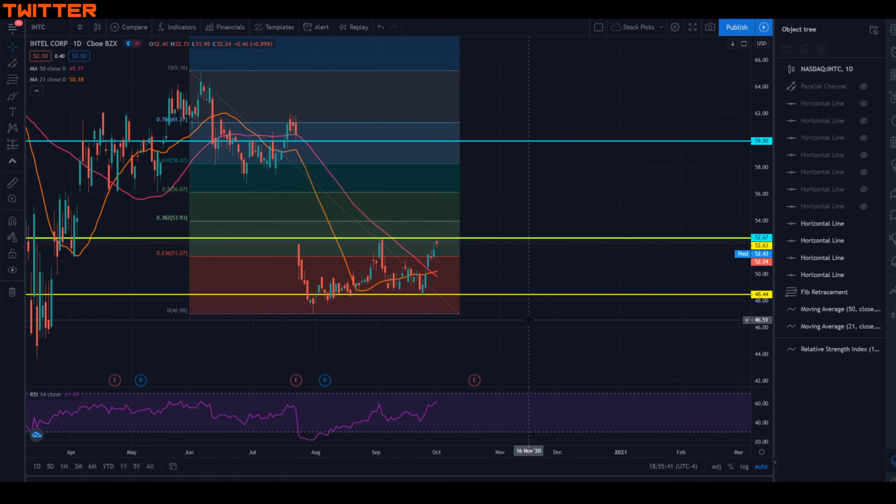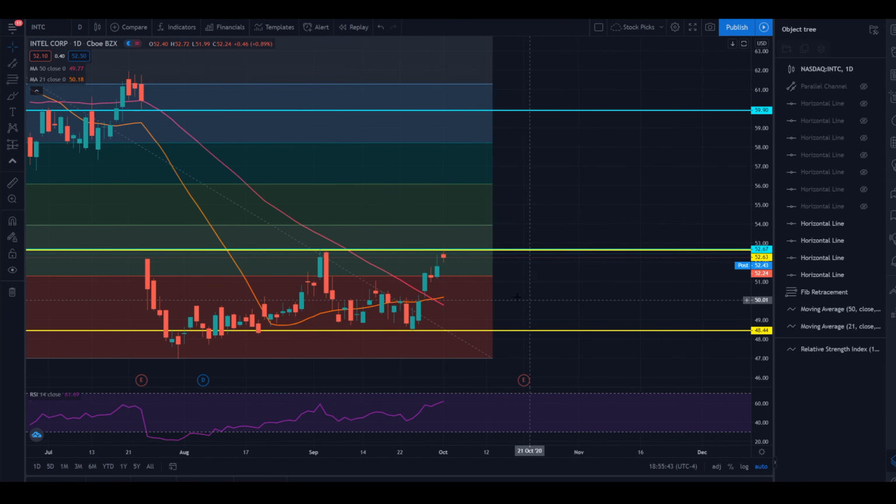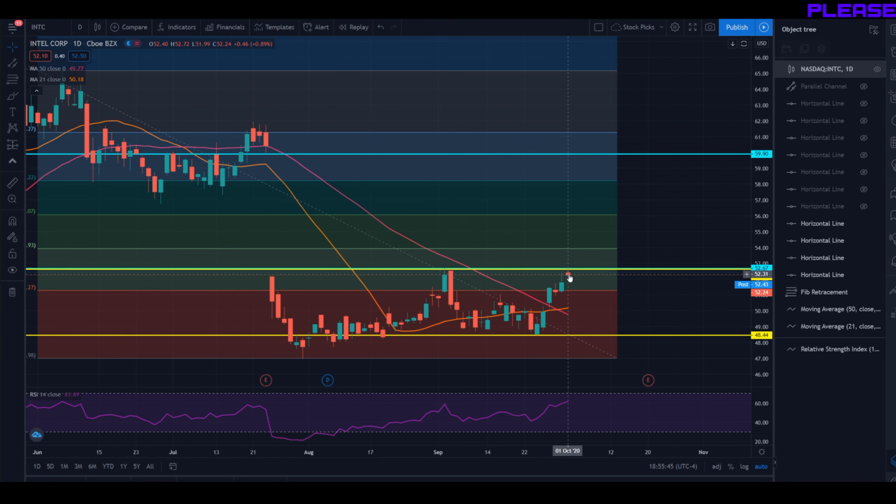So I think this is also a strong area of resistance right now, and it's going to be really interesting to see if Intel has enough oomph to break above this area of resistance and then try and fill this gap. So that's the one thing I want to be looking out for these next coming trading days.